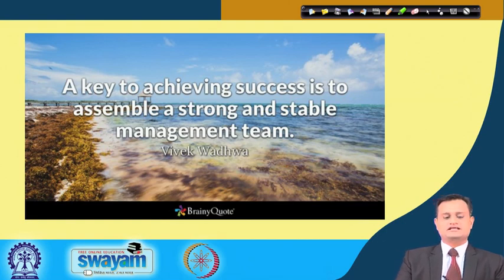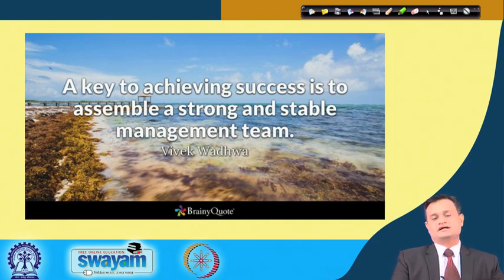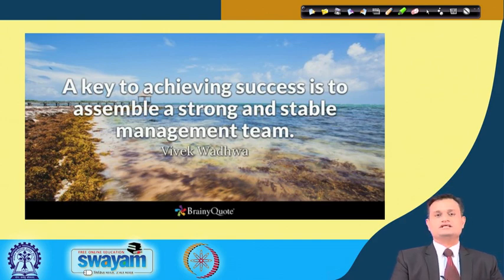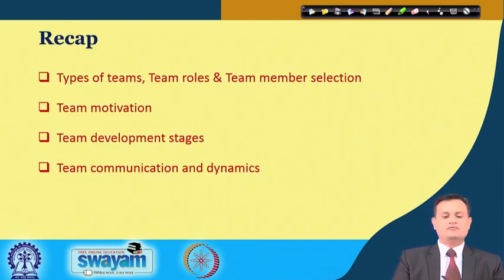A key to achieving success is to assemble a strong and stable management team. We had seen this, and you cannot really execute the Six Sigma project, the case study we are discussing, unless you have a team which is really strong in terms of skill as well as the team management approach. So we had the discussion on various roles of the team members, team formation stages, communication and dynamics, and various things we talked about in detail in the lecture on team management.